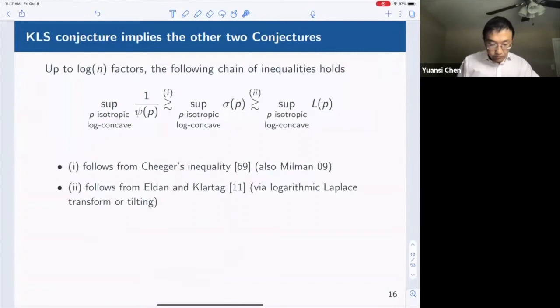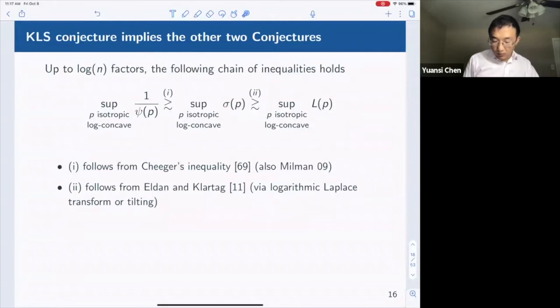Okay, so the KLS conjecture actually implies the other two conjectures. Up to log factors in dimension, if you take the sup over all isotropic log-concave densities, and take the one over the KLS constant, the sup over the thin shell constant, and the sup over all slicing constants, you have this chain of inequalities. The first part, from the isoperimetric inequality to the Poincaré inequality, you just apply Cheeger's inequality.